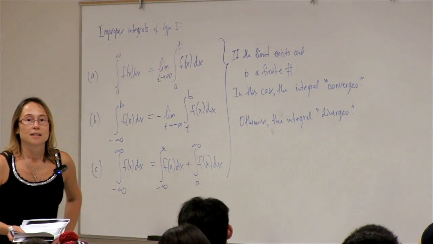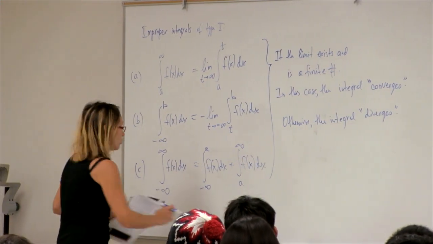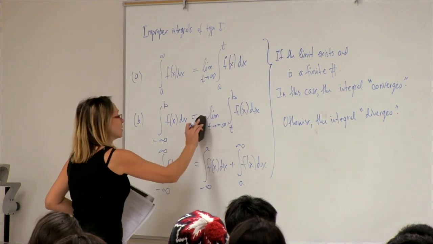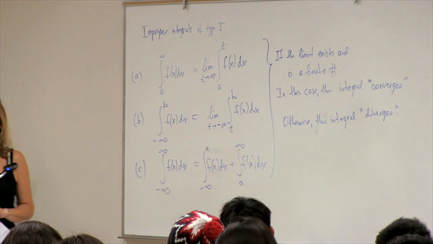I have a question. For b, why is it the negative limit as t approaches negative? Oh, it's no. Thank you so much. Yeah, the negative sign is here. More questions?